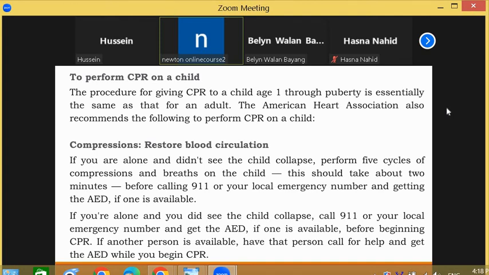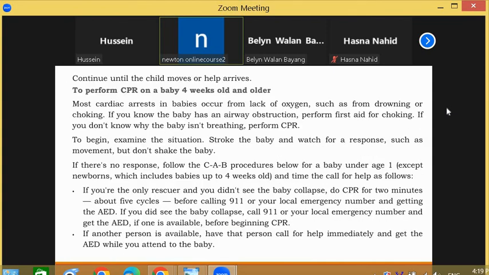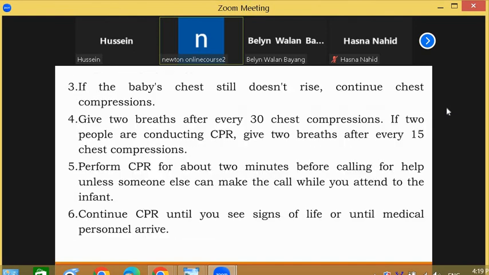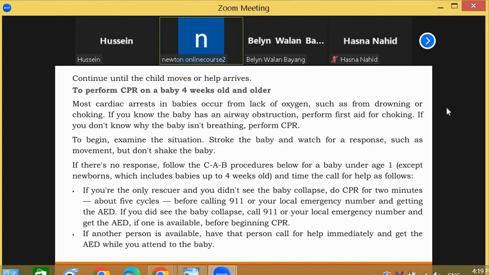All the procedures are the same. CAB means compression, airway, breathing. Compression, airway, breathing is the CAB. So everything is the same and the procedures are the same. There is no difference for adult and child. The only difference is for babies, where we can use only 2 fingers. Clear?